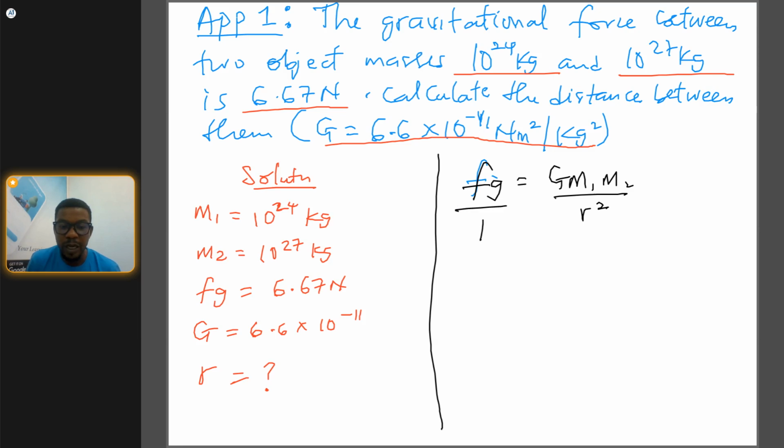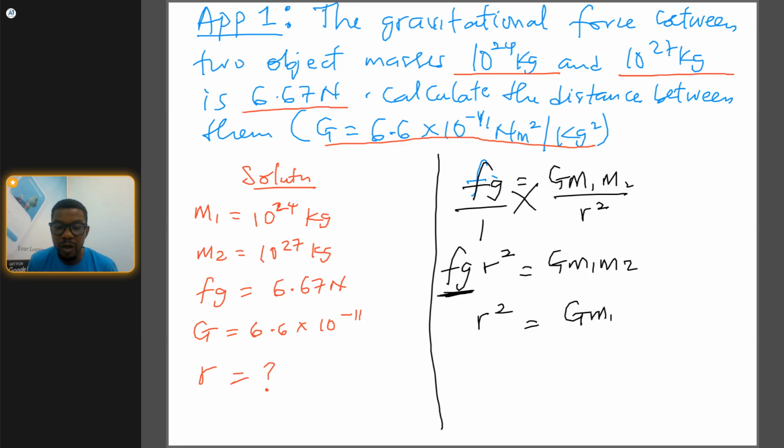If this is going to be over 1, then I need to cross multiply. R square multiply Fg. That is Fg R square equals G M1 M2. All right. So the aim is to get R square as the subject of the formula. So I have to divide both sides by what I have beside R, which is Fg. So R square will be equals to G M1 M2 over Fg.